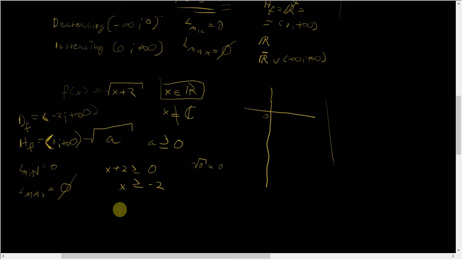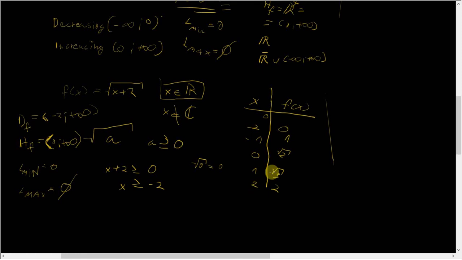Now another thing we can do with our function, we can tell when it's decreasing and when it's increasing. So if we just plug in our values, so this is going to be x values, this is going to be the output of our function, the numbers on the y-axis. So if we input minus 2, what do we get? We get 0. If we input minus 1, we get the square root of 1, which is 1. If we input 0, we get the square root of 2. If we input 1, we get the square root of 3. And if we input 2, we get 2.